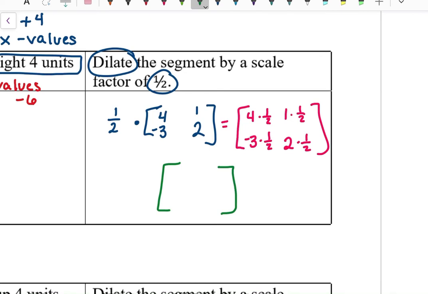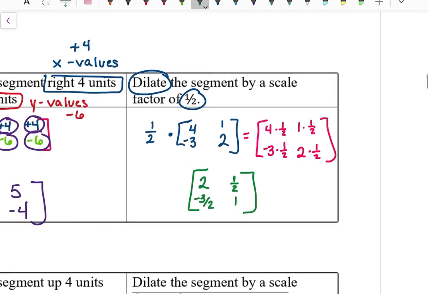So 4 times 1/2 is going to be whatever half of 4 is, which is 2. 1 times 1/2 is 1/2. -3 times 1/2 is going to be -3 halves. And 2 times 1/2 is going to be half of 2, which is 1. And then that's my final matrix for that one.